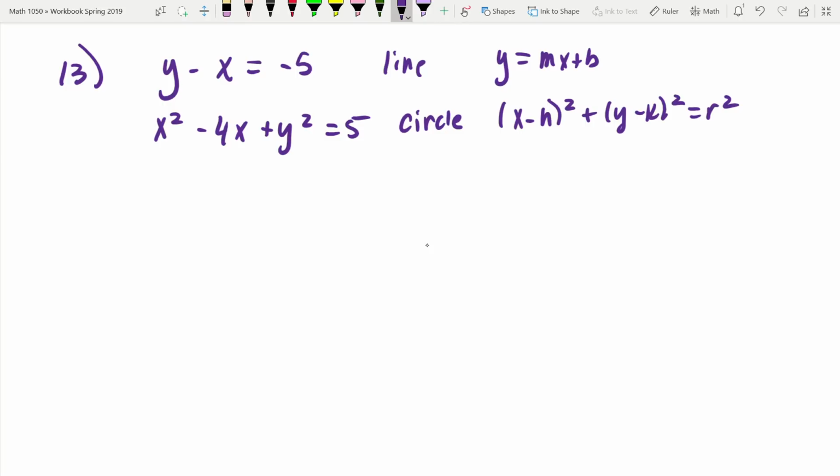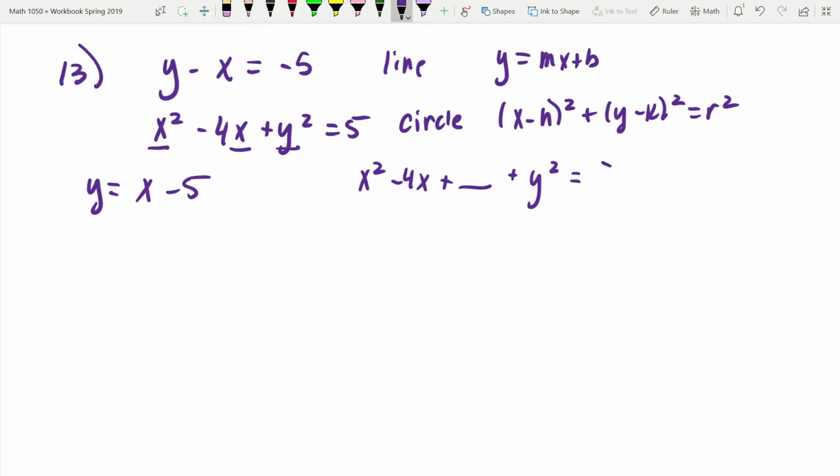The line is easy. Just pull the x over and I get y equals x minus 5. The circle is not so easy. Now, I have an x squared and I have an x to the first. So I know I'm going to have to complete the square on the x's. So I have x to the second minus 4x plus blank. I have a y to the second, but I have no y to the first. So I do not need to complete the square on the y's because there is no y to the first.